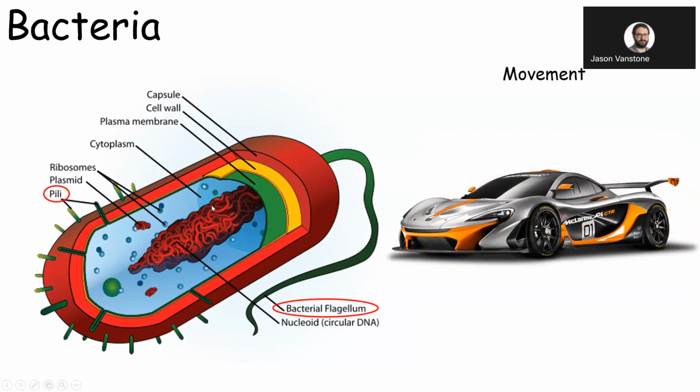Cells also have to be able to get around, and so these pili here are something that bacteria might use for movement. They also have a flagellum here that you can see, kind of like a propeller, and that thing will whip around and helps these bacteria move around so they can search out food and places to live in their environment.